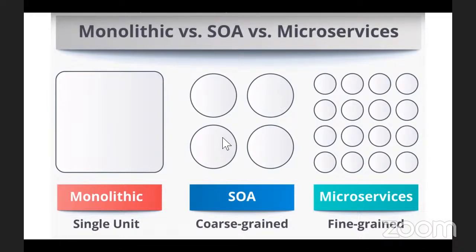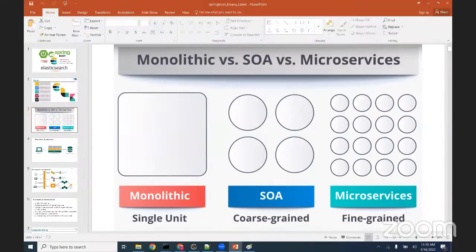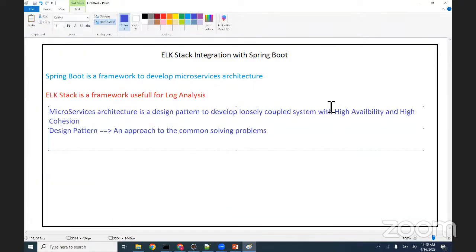So this is a basic idea of microservices architecture: something like a loosely coupled system with high availability. What is high availability? At any point of time, my system is available. If one service is having a problem, all the other services will keep working. There is high cohesion, the dependency is very, very low, and the bonding is high. That is called microservices architecture.